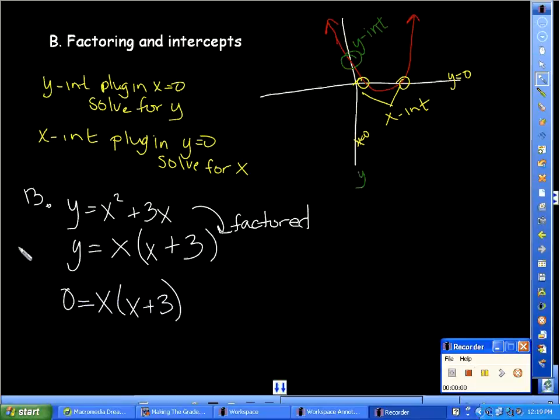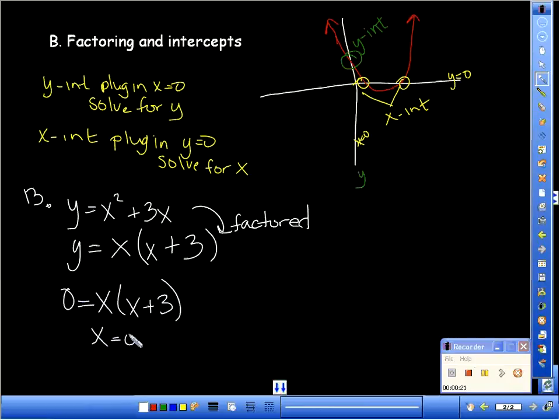Okay, so to find the x-intercepts, we plug in 0 for y, and we use the zero product property to find what x is. The zero product property says that if I'm multiplying two numbers and they equal 0, one of them or both of them have to equal 0. So I could say that x is equal to 0, because if x were 0, wouldn't the whole thing be 0? 0 times 3 is 0, right?